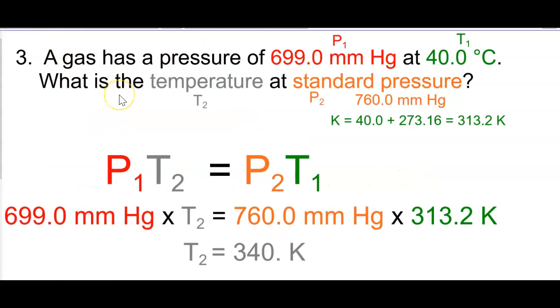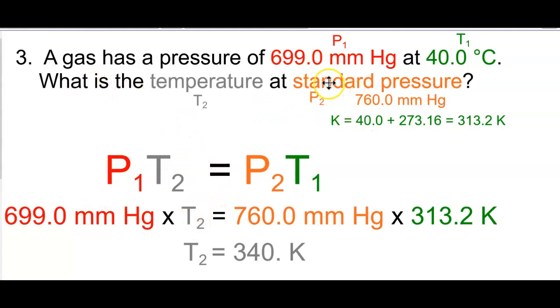Okay, example number 3. A gas has a pressure of 699.0 millimeters of mercury at 40 degrees Celsius. What is the temperature at standard pressure? Okay, so we know these are together, so I made them 1. I have to convert my temperature into Kelvin as we always do, so I did that there. P1 T2 equals P2 T1. 600 millimeters of mercury is my P1. My T2 is what I'm solving for.